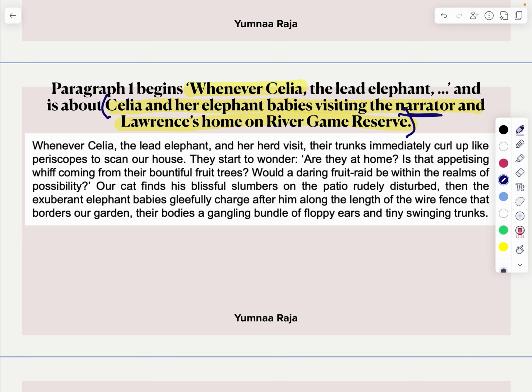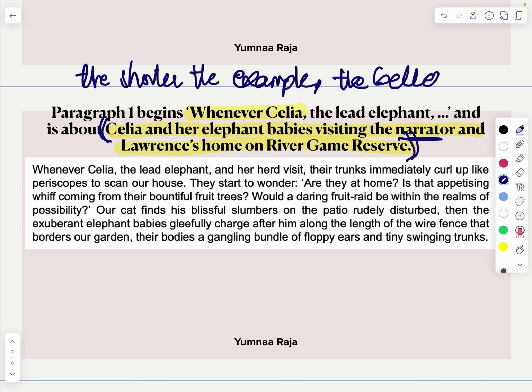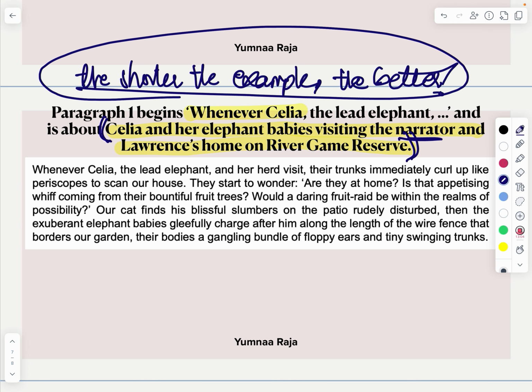Those of you who haven't read the text, it's a very interesting text. You can take a look at this. So any example from this paragraph that I have in front of me that gives me an idea of Celia's visit to the River Game Reserve, I can take that forward. By the way, before I even go on to solving one example out of this, I want to let you know that the shorter the example, the better. Please try to ensure that the examples that you pick to comment on are very, very short.